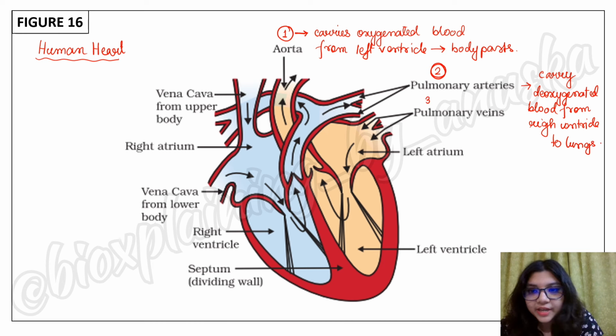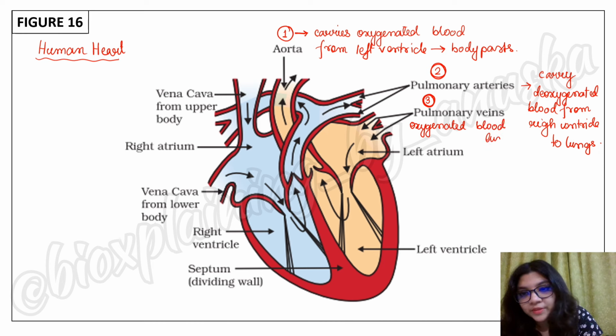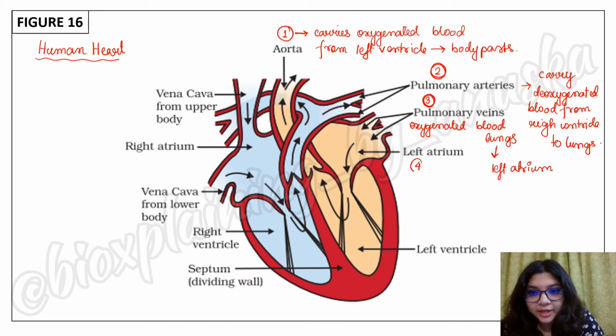Part number 3 that we have is the pulmonary veins. Again, be very careful that this part will be carrying oxygenated blood. It will get the oxygenated blood from the lungs and bring it back to the left atrium. Okay, right? So this is the left atrium, part number 4, where the oxygenated blood is entering via the pulmonary veins, right? Part number 5 that you have is the left ventricle, the lower chamber.